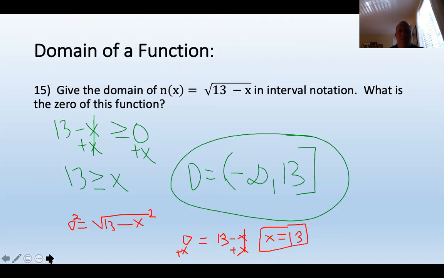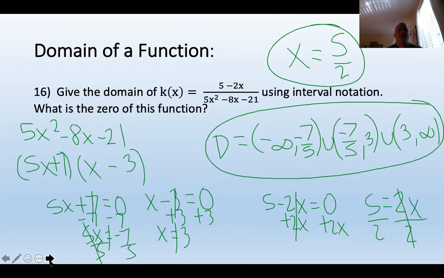Okay. The next problem says, give the domain of k of x equals 5 minus 2x over 5x squared minus 8x minus 21 using interval notation. And then what is the 0 of this function? There is going to be a restriction on what x can be because we have a fraction. And so if there are any x's that produce a 0 on the denominator of the fraction, then those x's cannot be a part of the domain.